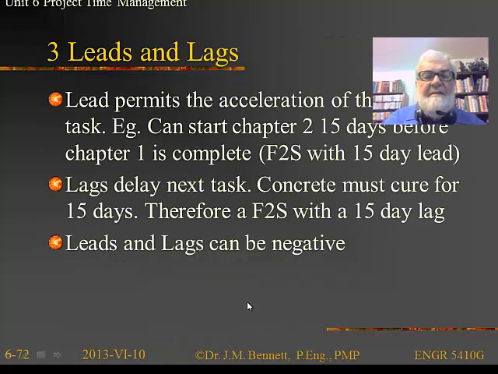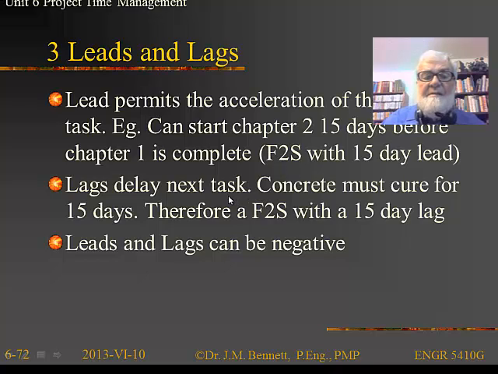And finally, we need to talk a little bit about leads and lags. Leads and lags basically allow us to accelerate or decelerate the start date of the successor task. So for example, I can start writing chapter 2 15 days before chapter 1 is completed. Then I've got a finish to start relationship here, where I've got a 15-day lead. I can start the actual downstream activity 15 days before this one is scheduled to complete.